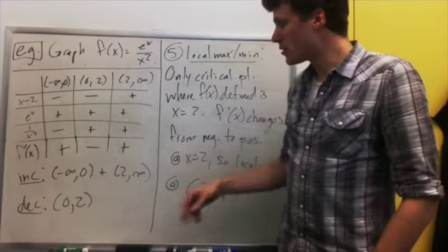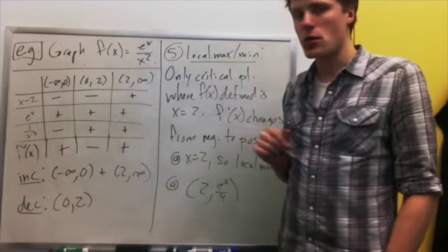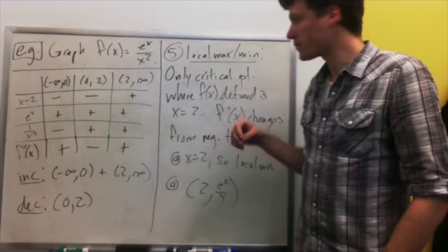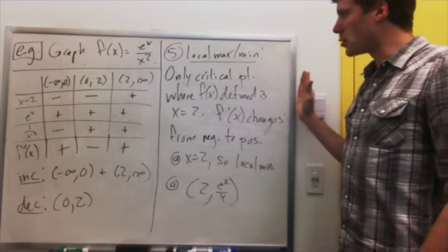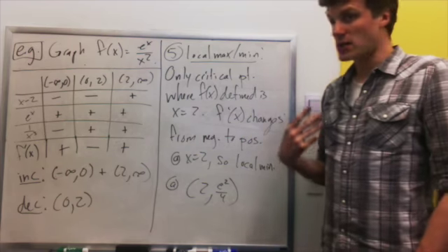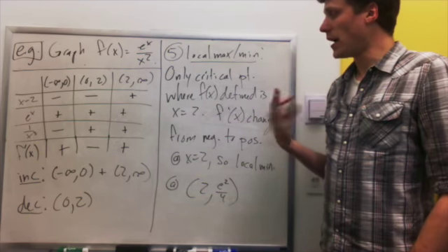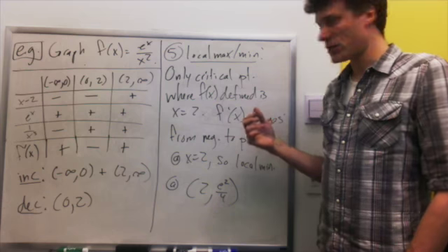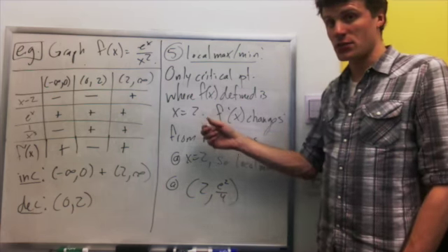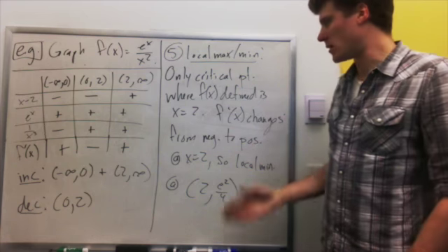So the function is increasing between negative infinity and 0, and from 2 to infinity, and it's decreasing from 0 to 2. Next, we'll find the local maximum or minimum. Now, the local maximums and minimums can only occur at critical points. Well, the only critical point where f of x is defined is x equal to 2. At x equal to 0, it's not defined.